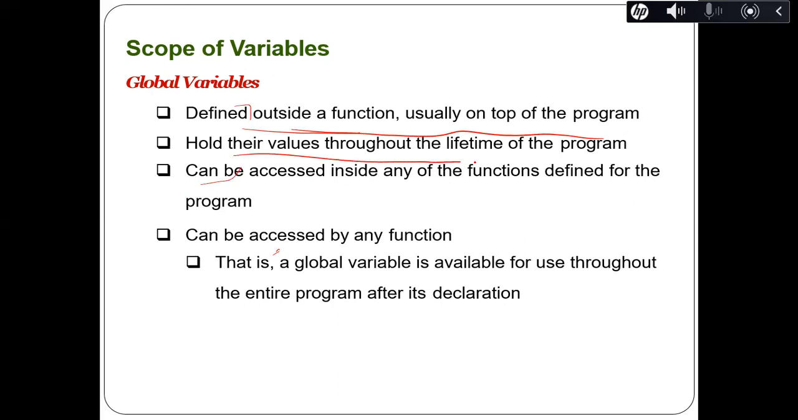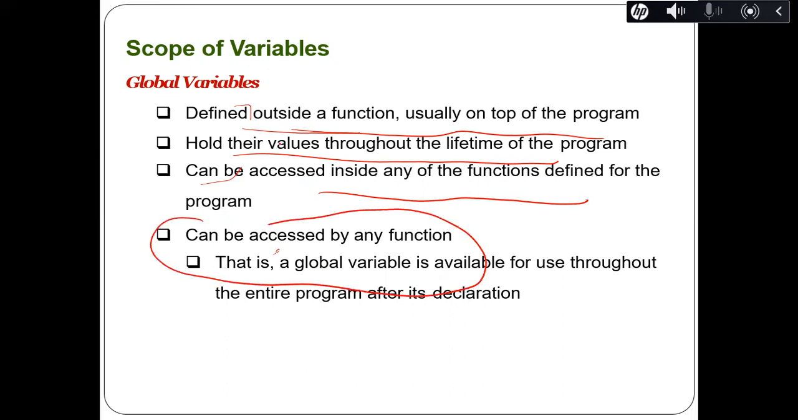Global variables hold their values throughout the program, not just throughout a block. If it is throughout the block or function, we could say it is a local variable. But here, throughout the lifetime of the program, that is called a global variable. It can be accessed inside any function, that's not an issue. It can be accessed by any function, so the global variable is available throughout the program.